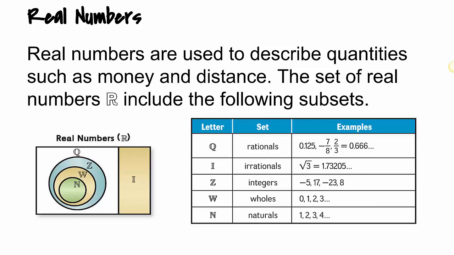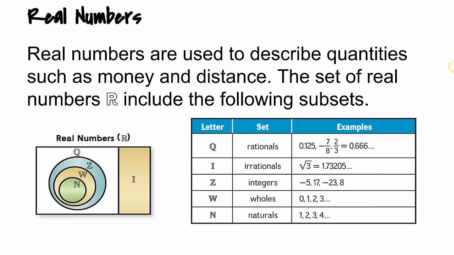So first off, we have rational numbers, which we use the symbol Q. Rational numbers include anything that can be written as a fraction, so a decimal, a fraction, positives and negatives. Irrational numbers are numbers that cannot be written as a fraction. So, for example, the square root of 3, the square root of 2, pi, anything that cannot be written as a fraction is irrational.